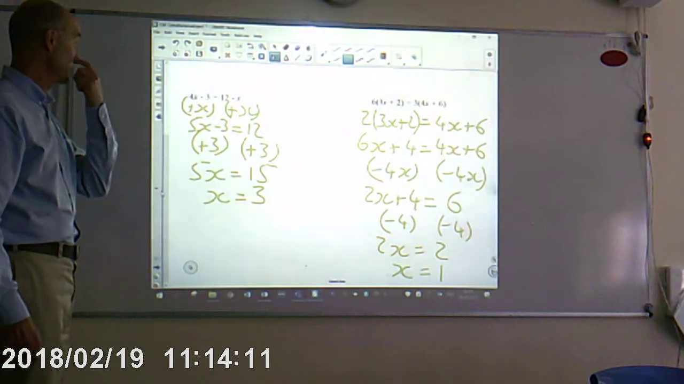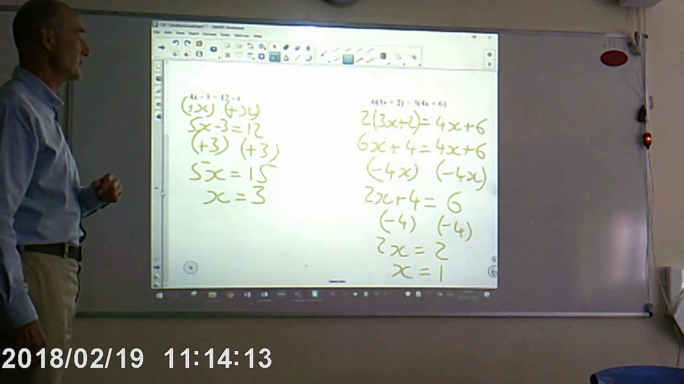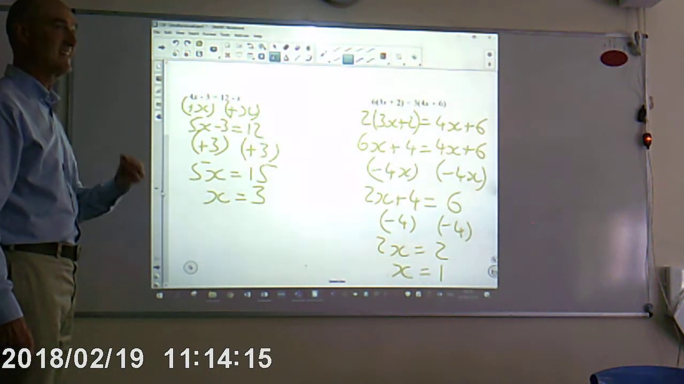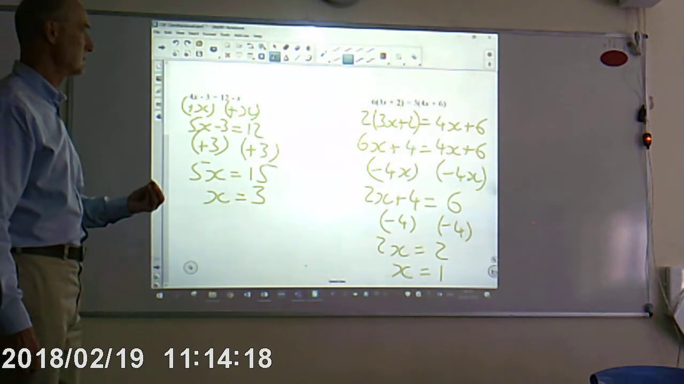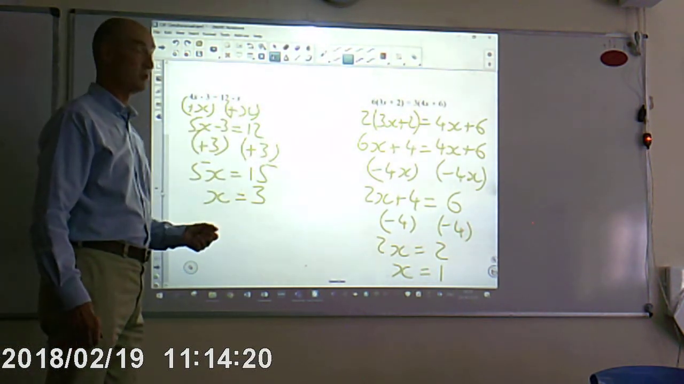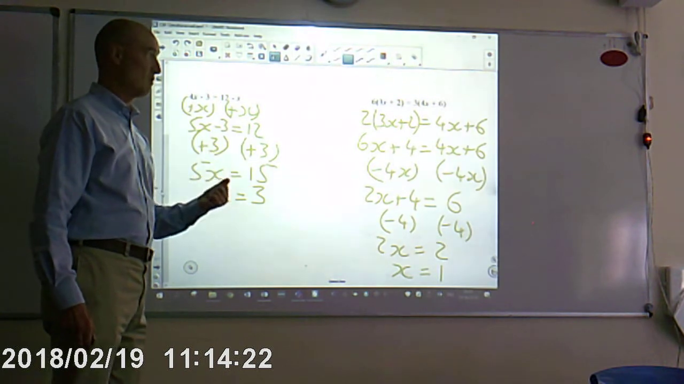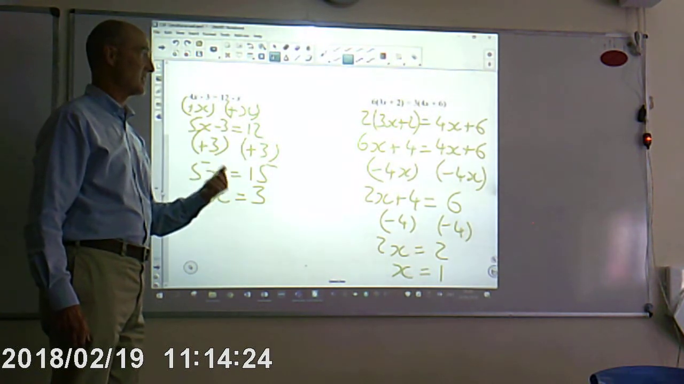Hopefully that should be a nice little bit of revision for you about solving equations. Solving an equation, getting the variable on its own. The variable in all those examples has been x. Solve means get a value for x. x equals something.